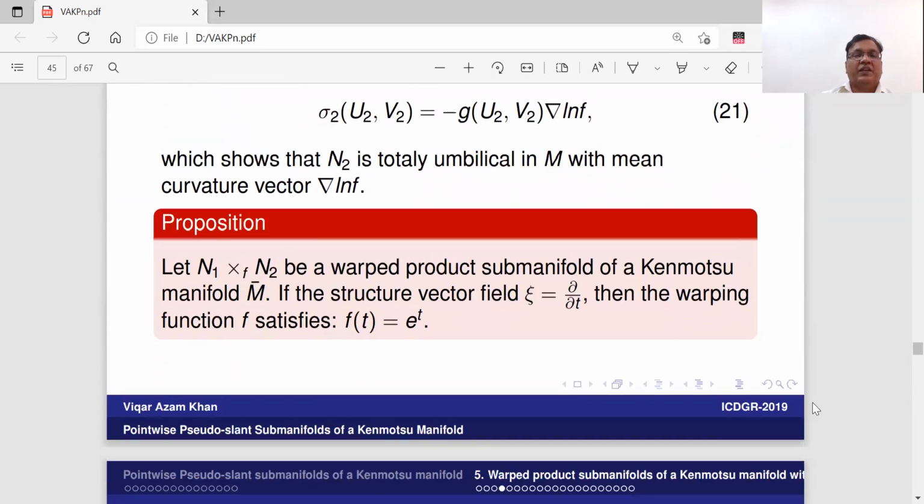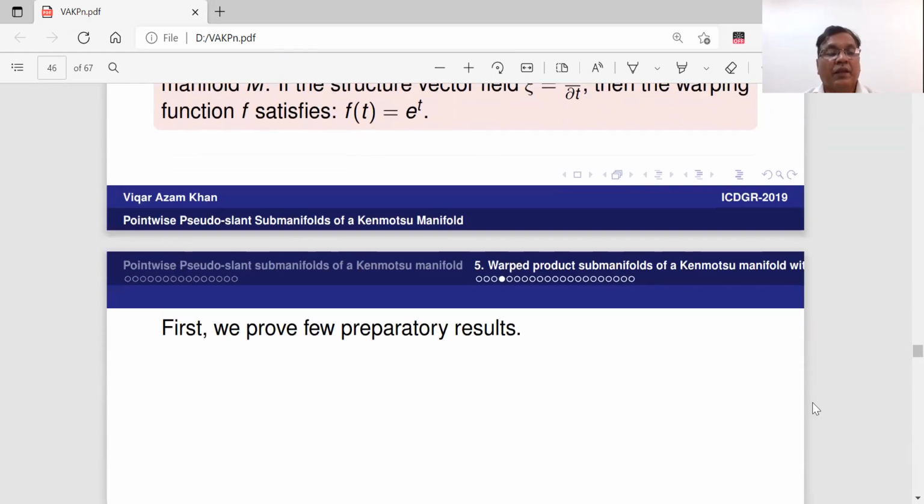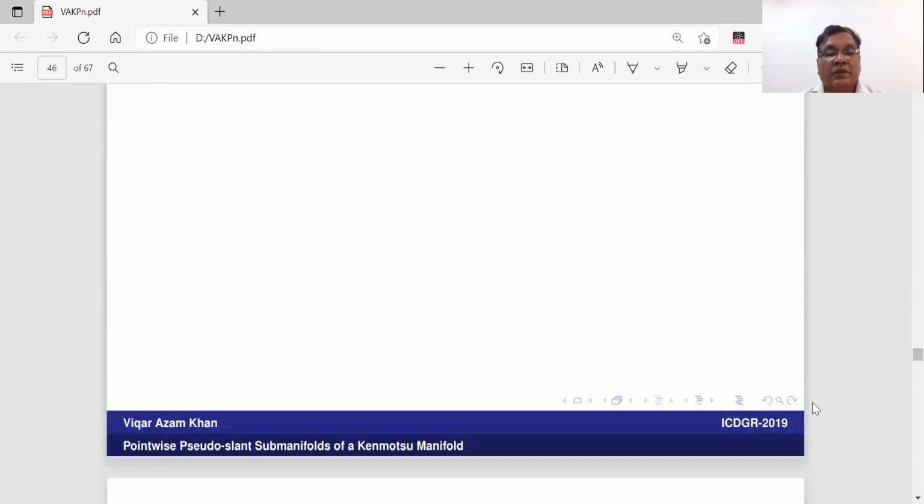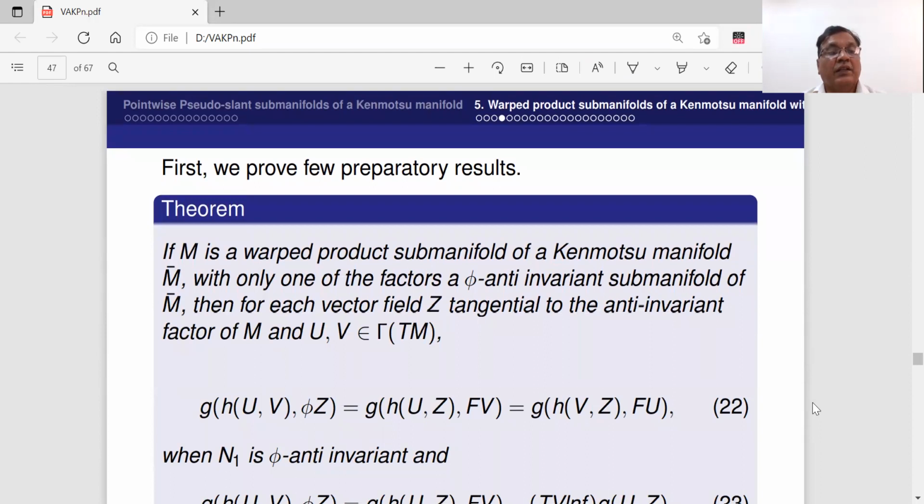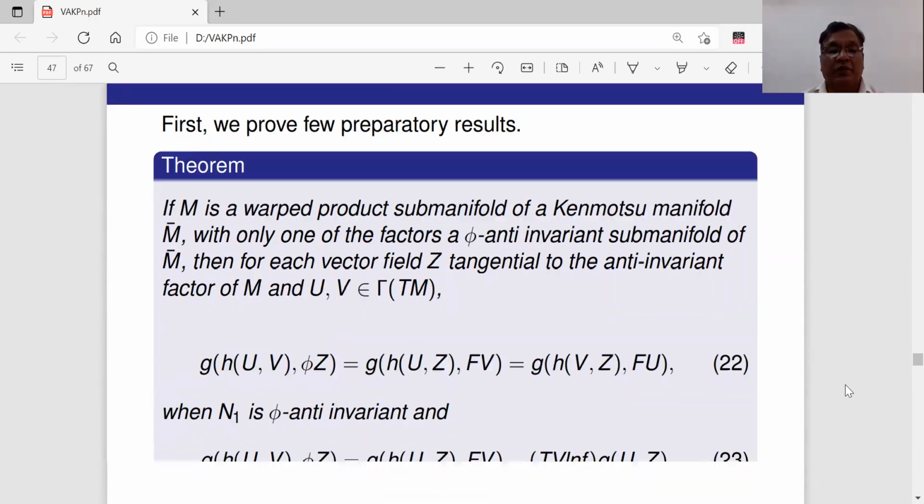And not only this, we have got hold of the warping function f. According to this proposition, if N1 times f N2 is a warp product submanifold of a Kenmotsu manifold, and the structure vector field xi I am taking as del upon del t, then the warping function satisfies f(t) equal to e to the power t. So now, the other cases are taken up. Let me wind up because of my time.